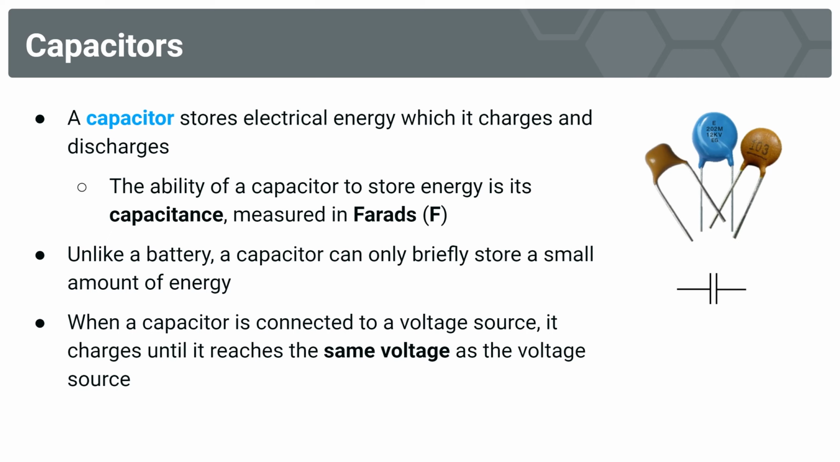This is in contrast to energy-dense batteries in, say, your phones and laptops, which can discharge energy over, say, 8 hours. A capacitor charges and discharges energy in the span of what could be milliseconds or less. Now, when a capacitor is connected to a voltage source, it actually charges until it reaches the same voltage as that voltage source. This is an important concept that we're going to use later to help you understand the 555 timer and the capacitor in our blinking LED circuit.